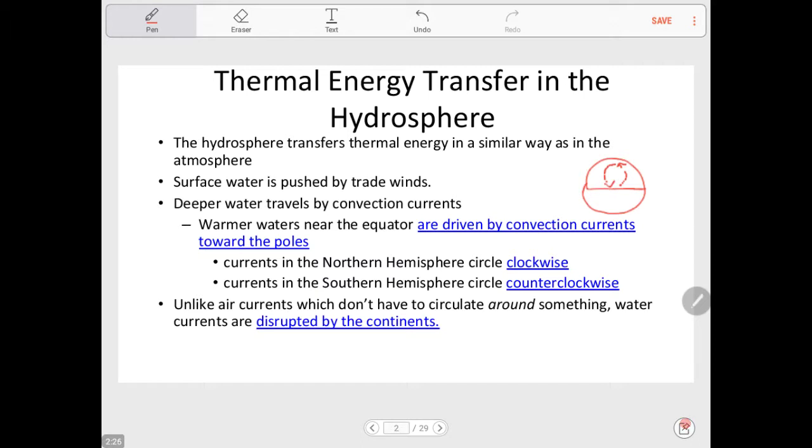So as it says right there, warmer waters near the equator are driven by convection currents towards the poles. Currents in the northern hemisphere circle clockwise, southern hemisphere counterclockwise. Unlike air currents, which do not circulate around something, water currents are disrupted by continents. I think the main thing here to focus on is just make sure you understand how water is flowing right there. Okay, let's move along.